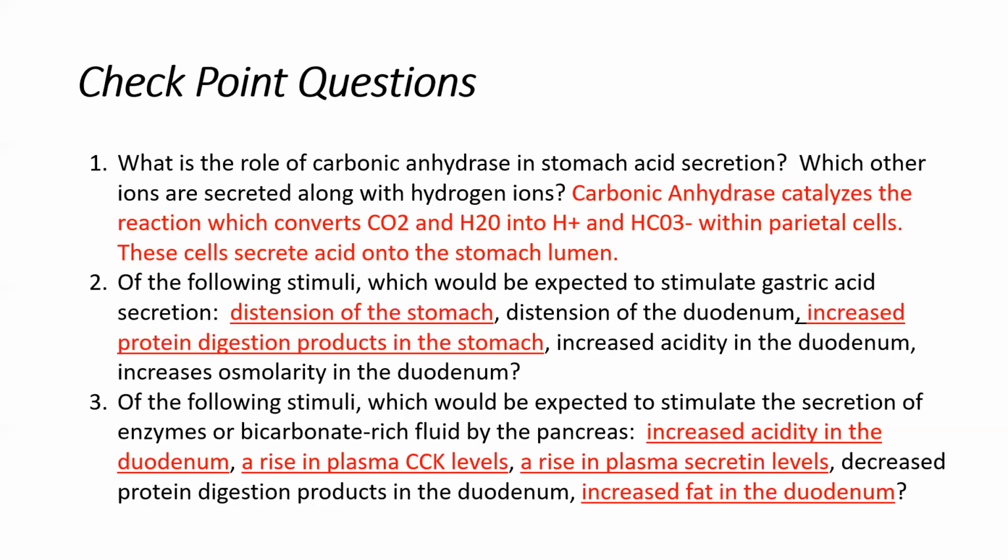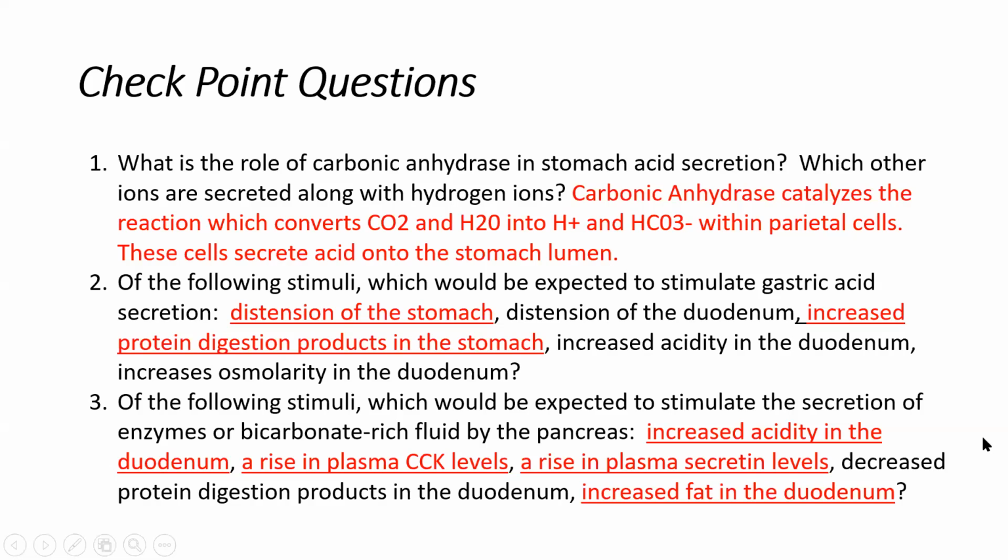And we said that the hydrogen ions move across the apical surface. They're exchanged for potassium via the proton pump. And then bicarb moves across the basolateral surface. It's exchanged for chloride. And then that chloride will then be passively moved across the apical surface and combine with those hydrogen ions to give us hydrochloric acid. And so these parietal cells will then secrete acid into the stomach via that mechanism.